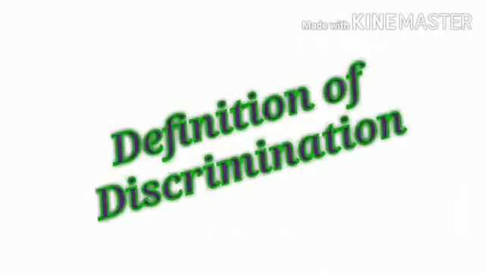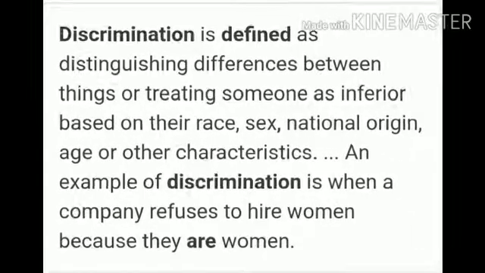So, the definition of discrimination. Discrimination is defined as distinguishing differences between things or treating someone as inferior based on their race, sex, national origin, age, or other characteristics. An example of discrimination is when a company refuses to hire women because they are women. This is the definition of discrimination.